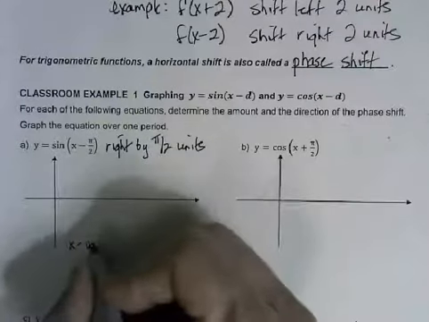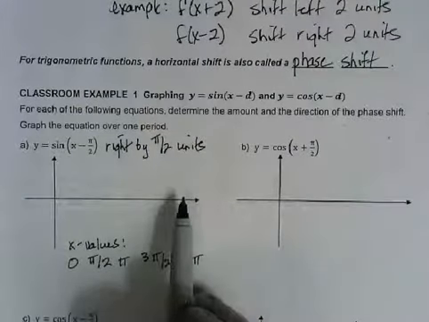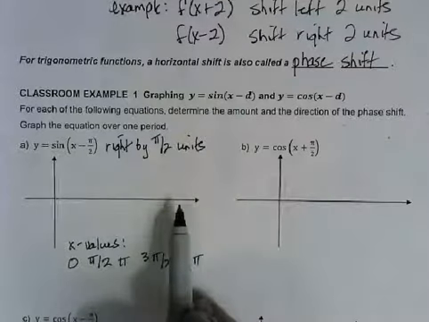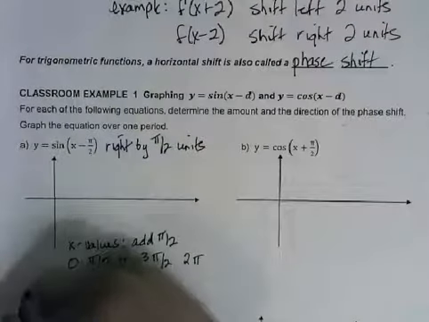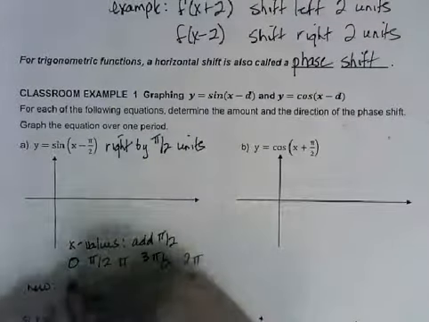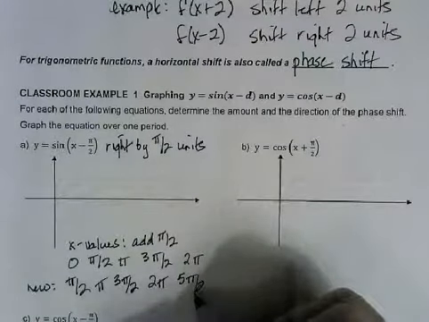Let's look at our original x values for those 5 key points. What we're going to do with each of these x values in order to shift our graph to the right, that means that we actually want to add pi over 2 to the x values. So we're going to add pi over 2 to each one of these values. That gives us our new x values of pi over 2. Then here we're taking pi over 2 plus pi over 2. That's going to give us pi. Pi plus pi over 2 would give us 3 pi over 2. 3 pi over 2 plus pi over 2 would give us 2 pi. And 2 pi plus pi over 2 would give us 5 pi over 2. This is where the x values for our 5 key points are going to be.